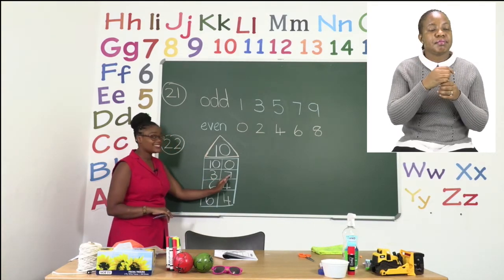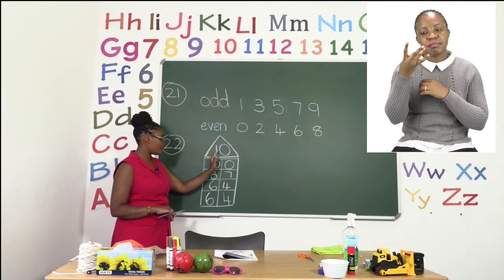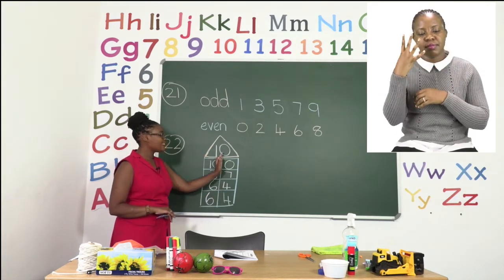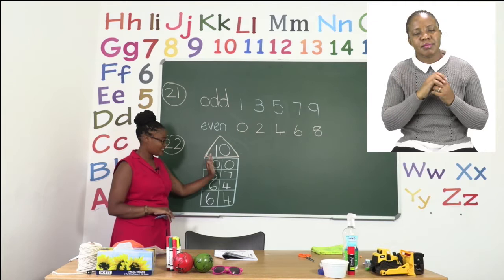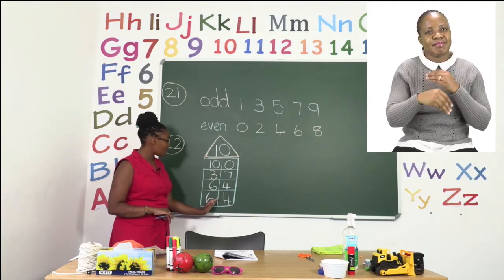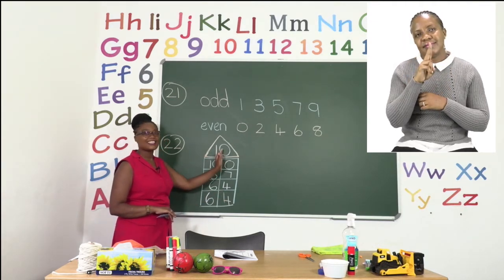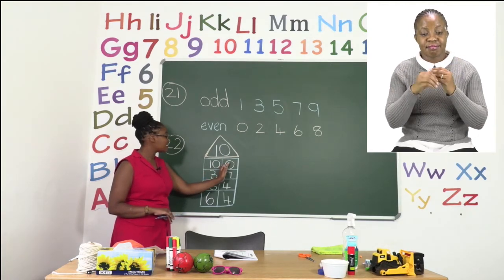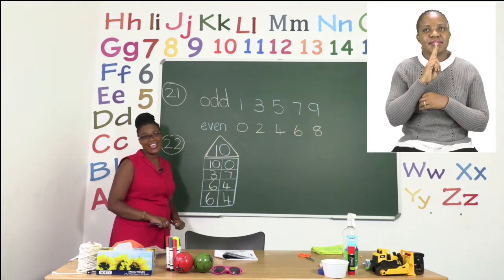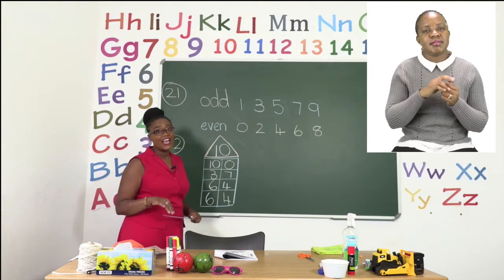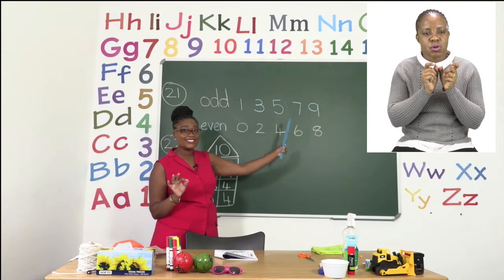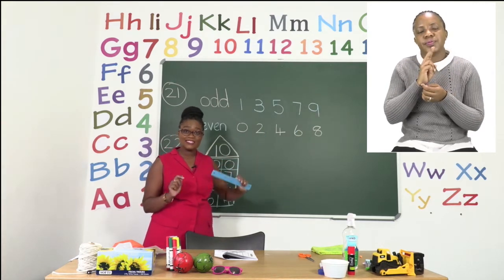3 plus 7 equals 10. 6 plus 4 equals 10. 6 plus 4 equals 10. And 10 plus 0 equals 10. Have fun. Take your time. Remember the rules of the odd numbers and the even numbers as well.